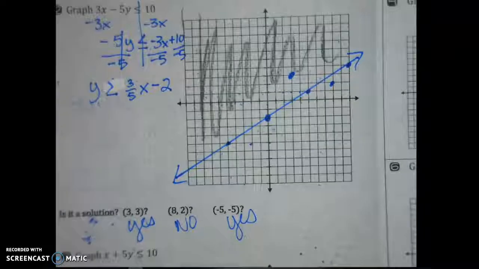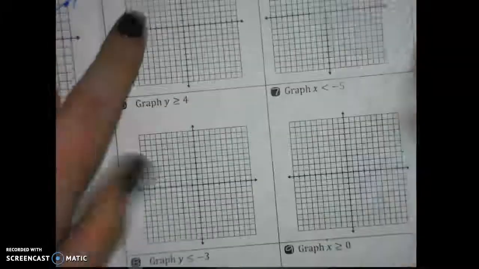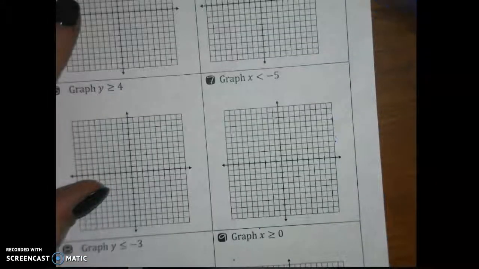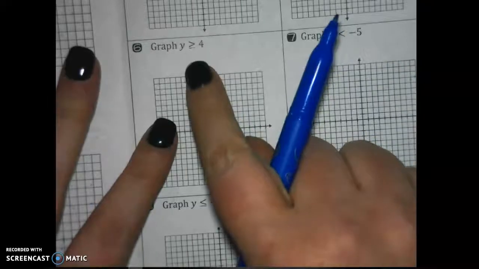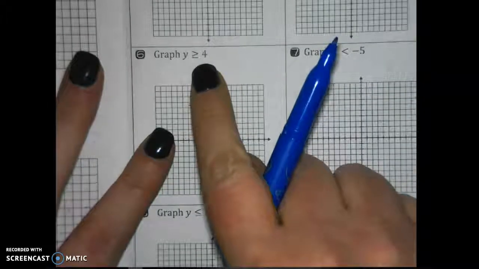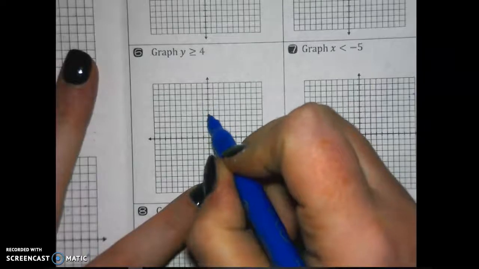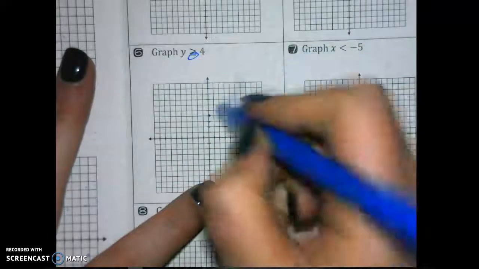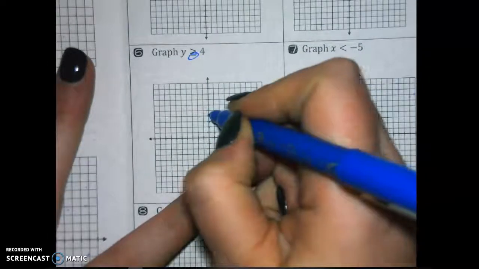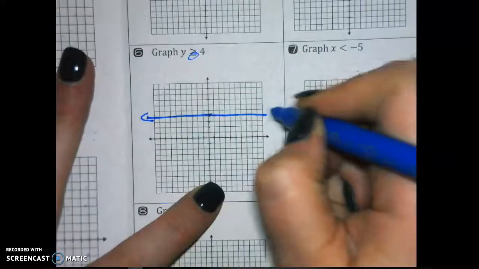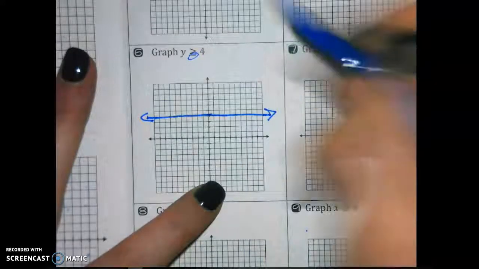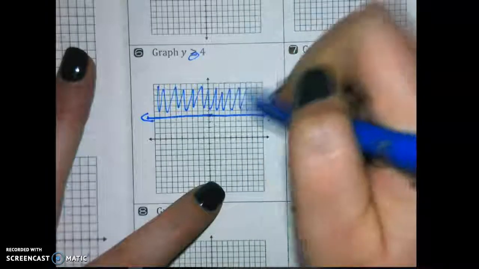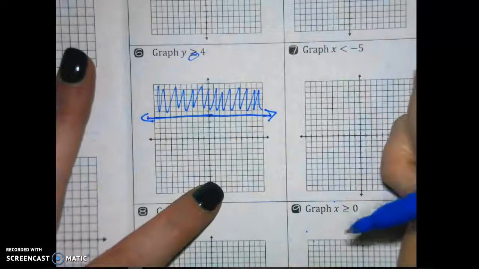Let's jump over. You try this one. And we're going to check them in class. Let's see. Let's look at this one. Ooh, see. No. Let's jump right here. This one right here. Y is greater than or equal to 4. So, okay. 1, 2, 3, 4. It's solid because of this thing, and it's greater than. Solid. There's my line, and it's greater than. All right, that's nice and easy.